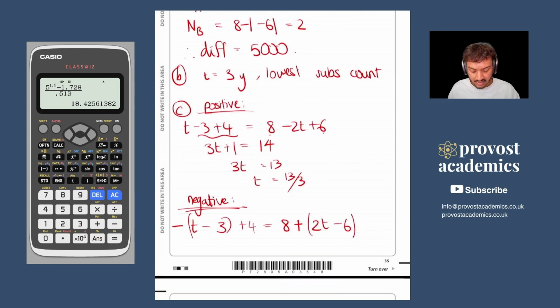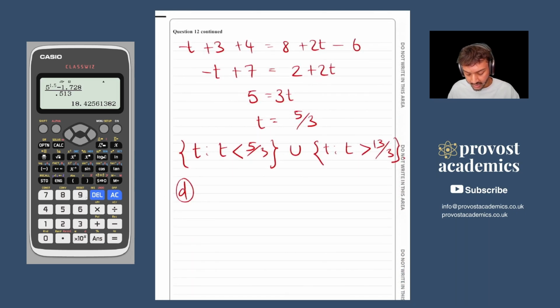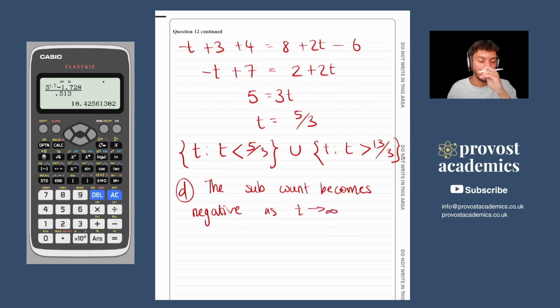Clearly, we can't have a negative subscriber count because that physically is not possible. So that's the biggest limitation of this model, that the sub count becomes negative as t approaches infinity. Just mathematically talking about this, even at t equals 10, as you can see, it will become negative, which is physically impossible.